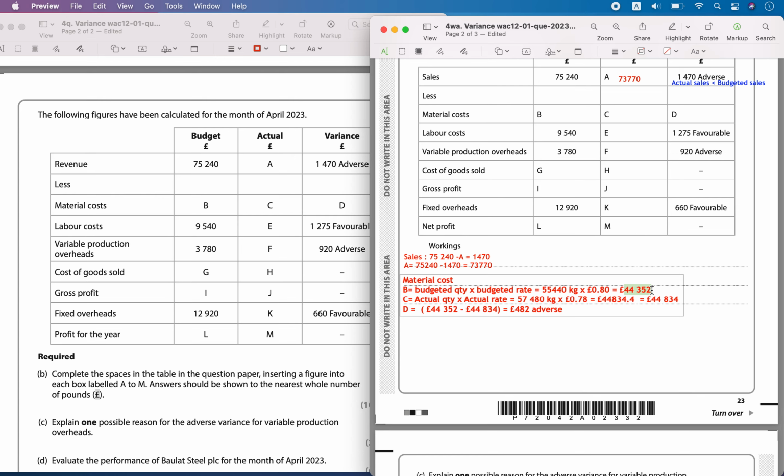So let's fill up all the values. First one is 44352 for B, and for C it is 44834, and for D it is 482 adverse.